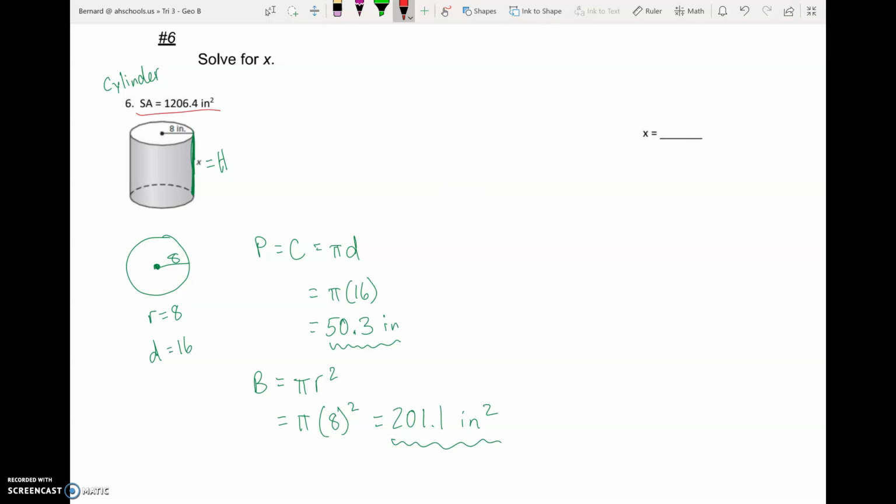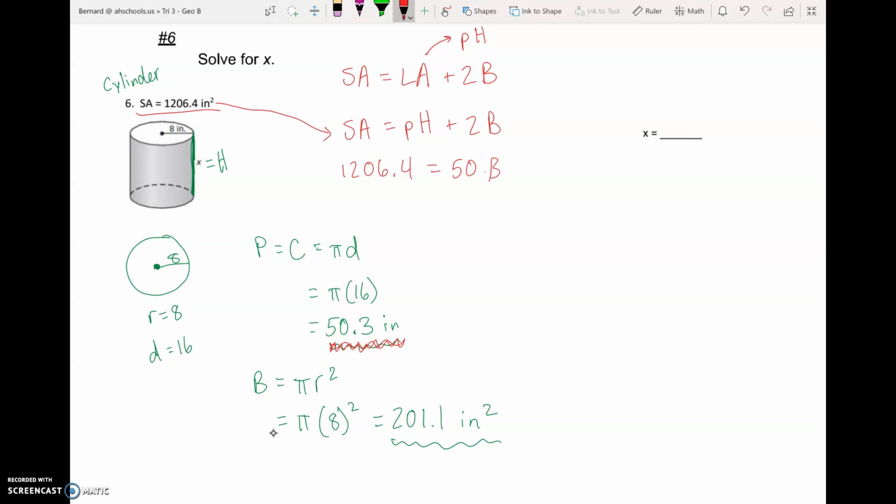Notice we have our surface area. So let's deal with our surface area formula. Surface area is going to equal lateral area plus 2 times big B. Remember, lateral area is perimeter times height. And so we can say surface area equals perimeter times height plus 2b. And now we know our perimeter. We just found it down here. That's 50.3. We also know our surface area that was given to us. So 1,206.4 equals 50.3 H plus 2.